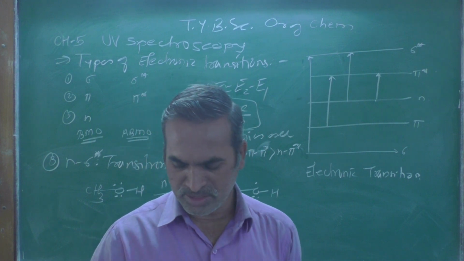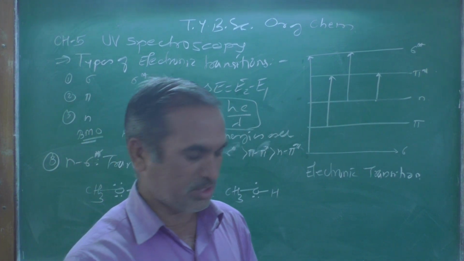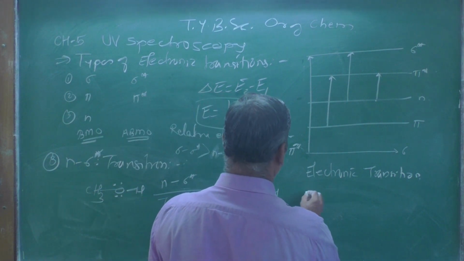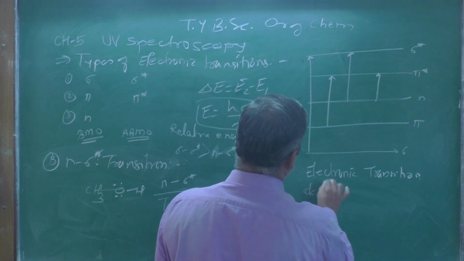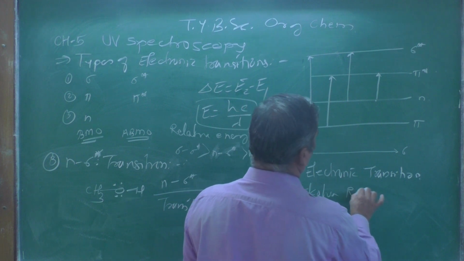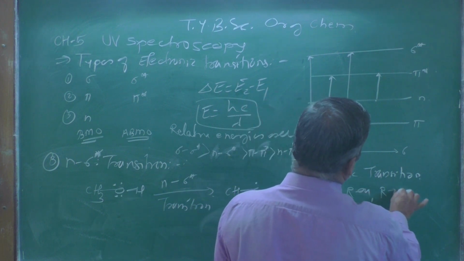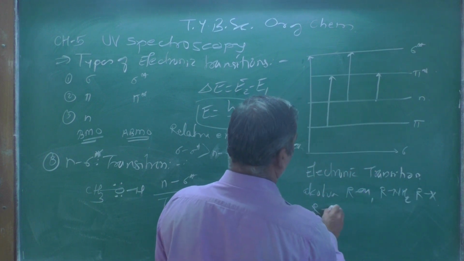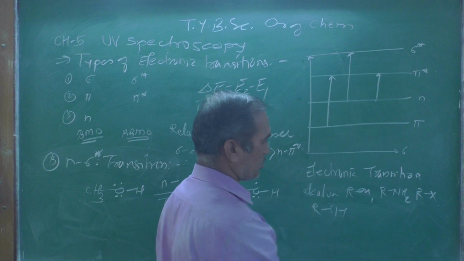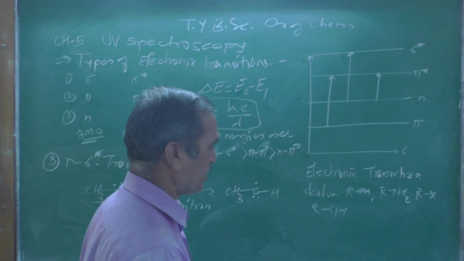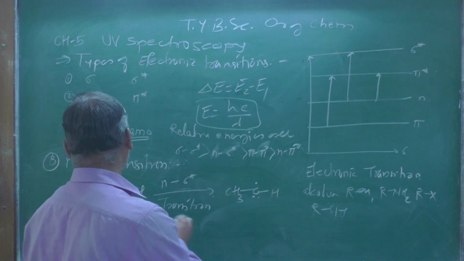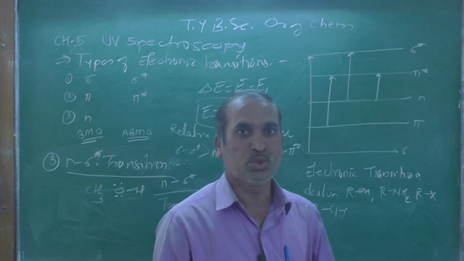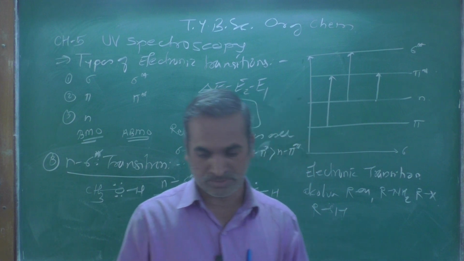Now the last one is the N2 pi star transition. What type of organic molecule? Generally organic molecules like alcohols, ROH, amines, RNH2, halides, RX, or thiols, RSH. That means saturated compounds containing a heteroatom exhibit N2 sigma star transition.